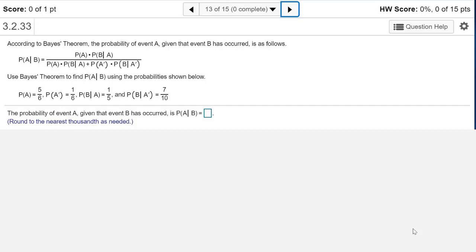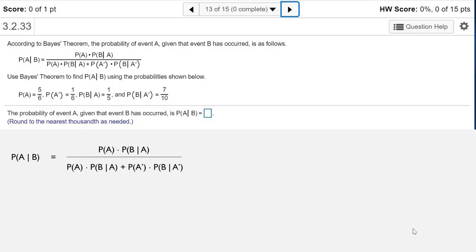Okay, so this is Bayes' theorem. Now, I'll never ask you an exam question on Bayes' theorem because really all that Bayes' theorem is, is can you plug the right numbers into the right places in the formula? So we'll start with that formula.